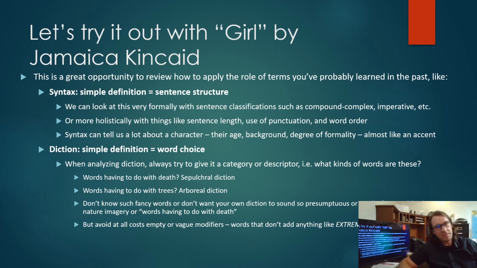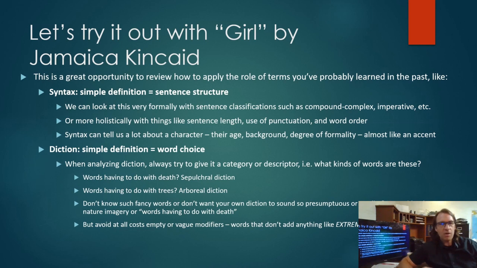And I will probably tell you at some point during the year, like if you watch the college entrance essay advice, don't use big words just for the sake of big words. Sometimes they fit, sometimes they don't. So if you don't have fancy words like that, that's okay. Use your own diction. You don't need to sound presumptuous or erudite. Just say nature imagery or words having to do with death. It's always good if you can use words that get more specific, which was what I was going for there. But don't stress out if you don't have those words.